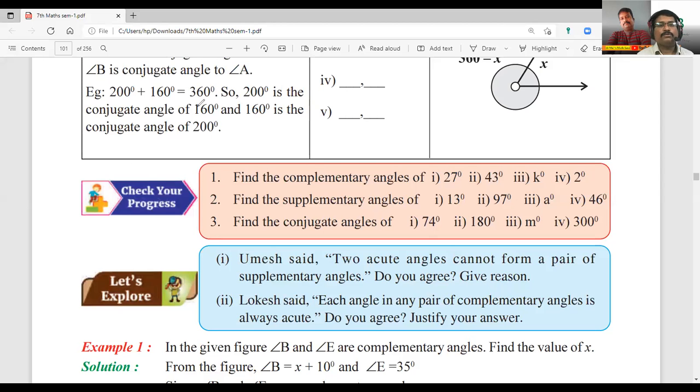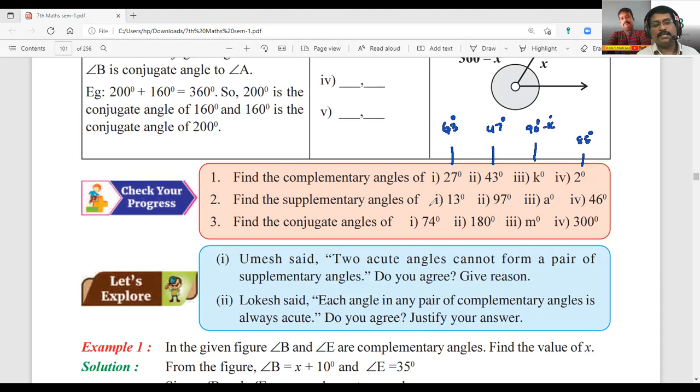So then 43, sorry, 53, if I'm not wrong. 63 degrees, 47 degrees, 90 minus k, 88 degrees. These are the complementary angles to those angles.